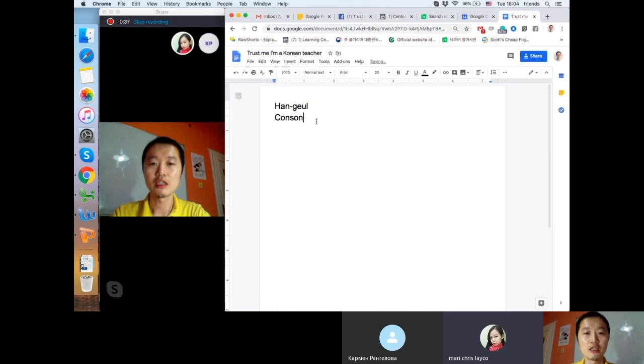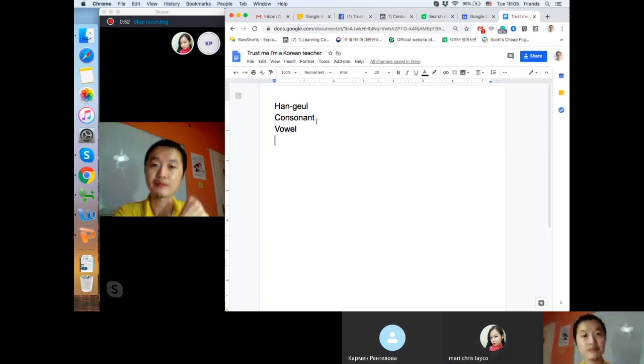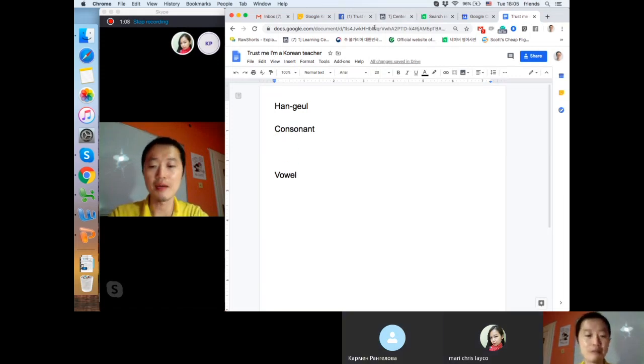So, consonant and vowel. Today we will start with consonants, and later, if we have time, we will cover vowels. We have 10 basic consonants and 10 basic vowels. First of all, let me write down the basic consonants here.